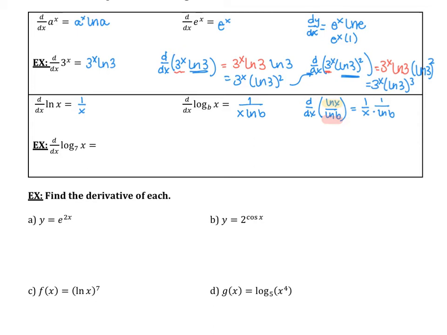Okay. So let's try an example. If we have the derivative of log base 7 of x, I could rewrite this to say I'm looking to find the derivative of the natural log of x over the natural log of 7, which natural log of 7 is a constant. So I've got 1 over the natural log of 7 times 1 over x, which is the derivative of natural log of x, which gives me 1 over x natural log of 7.